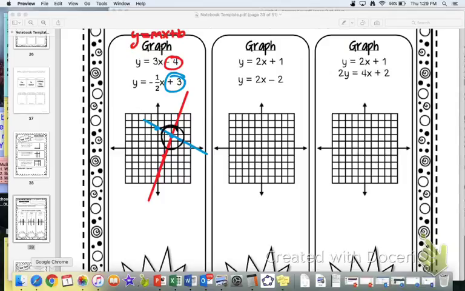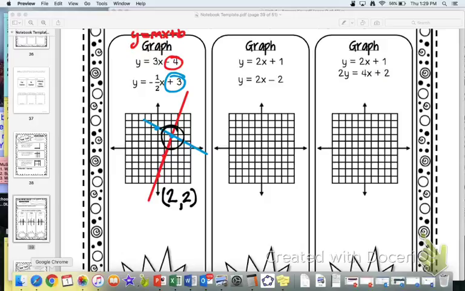I see that they cross, so I'm going to look at that point. And remember, we do our x values first, so I start at the origin. And then I move over 1, 2, so a 2 goes in my x spot, and now I go up 1, 2, so a 2 goes in my y spot. Alright, so let's look at the next one.